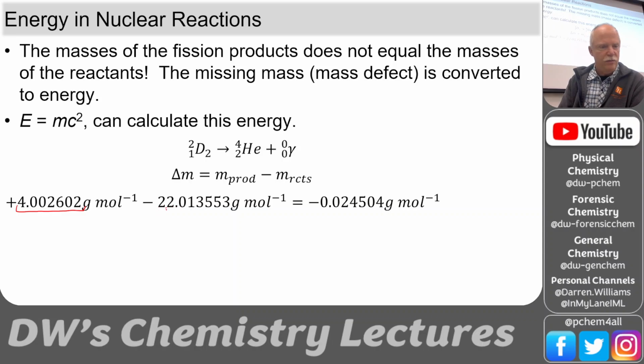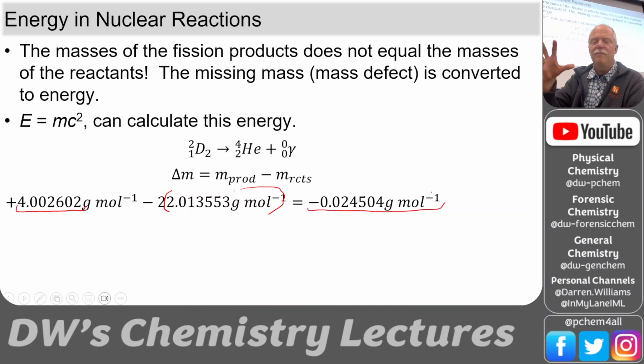There's something wrong here. It shouldn't be 22, it should be 2. I think this is a typo. Oh, it's 2 times. That's what it is, 2 times. Okay, so let me erase that squiggle. Okay, so 2 times the 2 deuterium isotopes, and this is the difference.